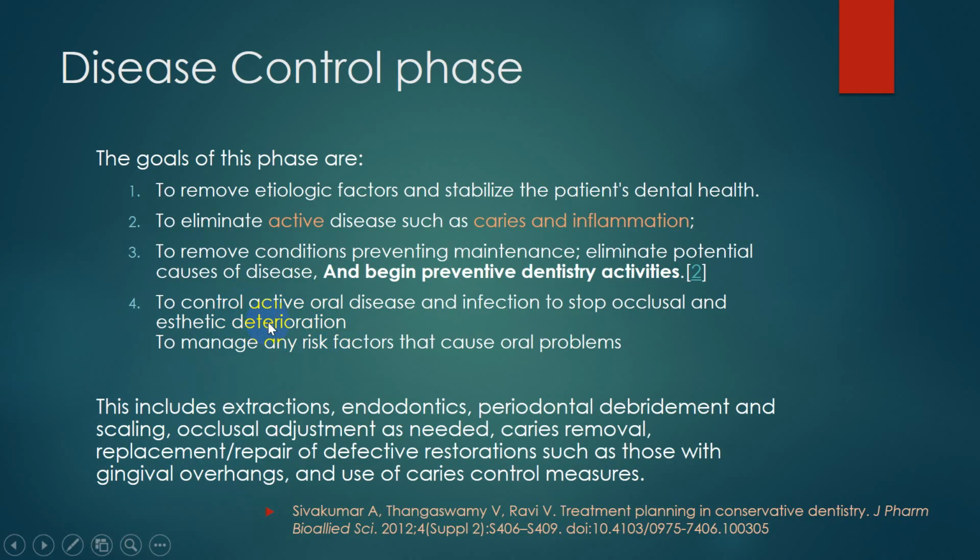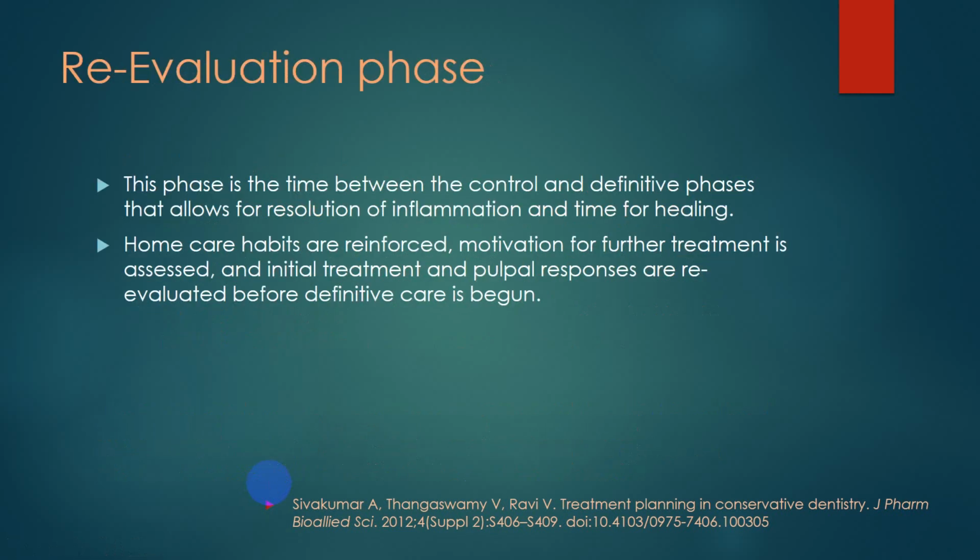Now we are just maintaining, or we are controlling now the disease, and managing any risk factor that can cause oral problems. So here we are controlling the active disease in the patient's mouth. As I mentioned, you can have perio, cons, prosto, you can have surgery. All of these disciplines can come under the disease control phase. These include extractions, endo, perio, scaling, occlusal adjustment, caries removal, repair of defective restorations, gingival overhanging fillings can be repaired. So all of this, we are eliminating the sources of inflammation.